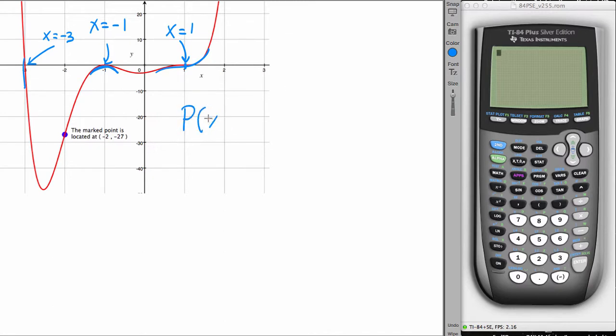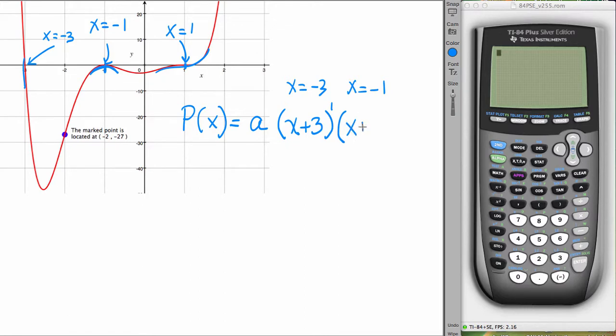So the polynomial equation is going to be equal to some constant times the first factor associated with x equal to -3 will have as its factor x plus 3. Notice the opposite form of the signs here. Now this was a cut through, so that means this factor will be to the first. The second x-intercept, x equal to -1, will have this factor, x plus 1.